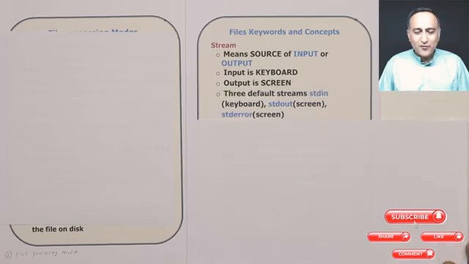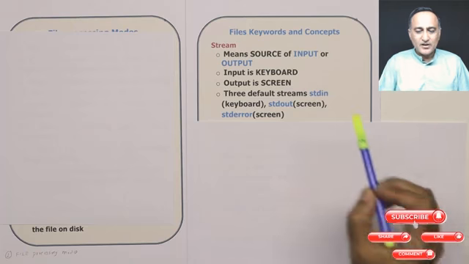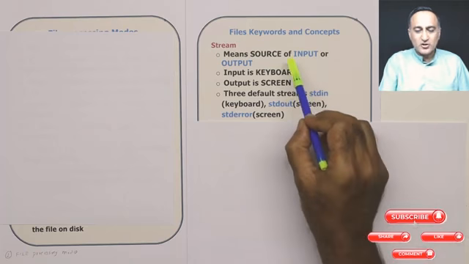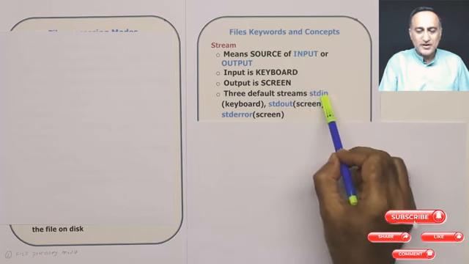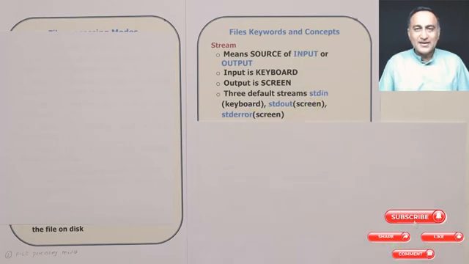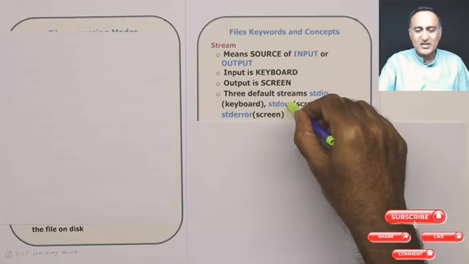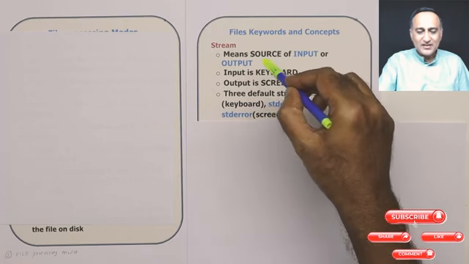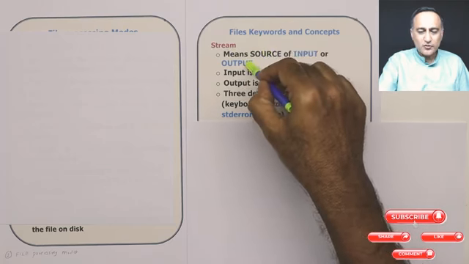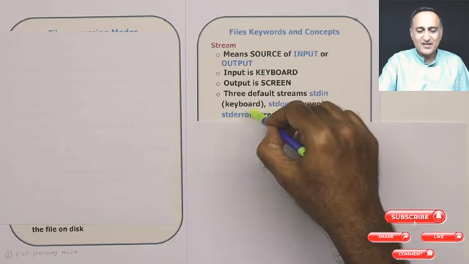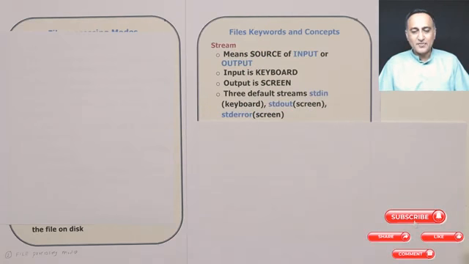So we have three default streams we are constantly going to talk about. The first default stream, or the source of input, happens to be your standard input, which is your keyboard. The next default stream, or source of output, happens to be your screen. That's why it is called stdout. And the third stream, which is also a source of output, is called standard error, which happens to be your screen. In place of standard in, we can take input from an array, file, etc.